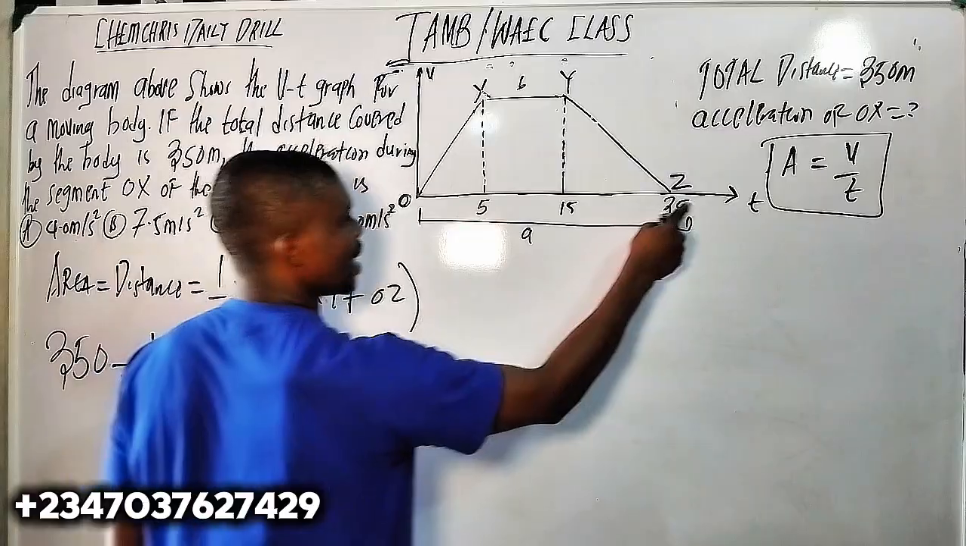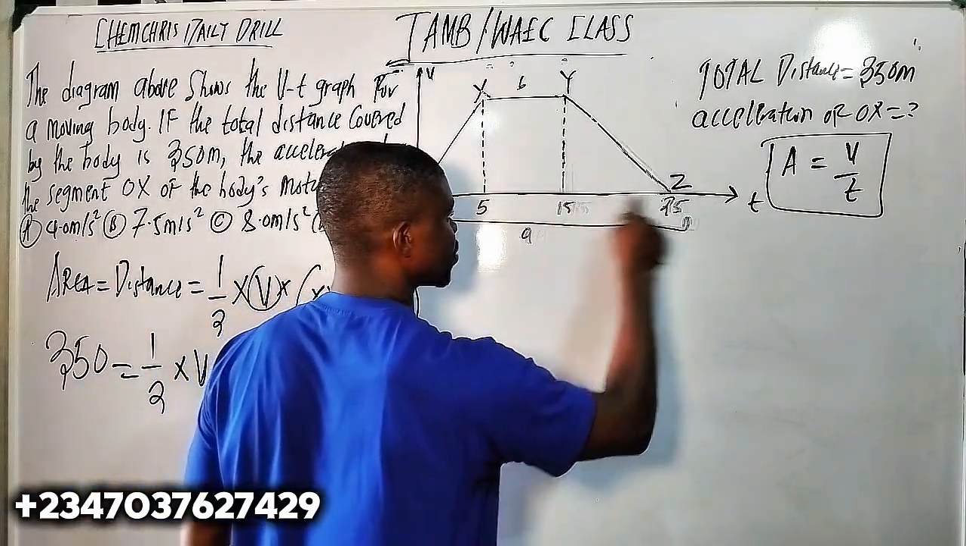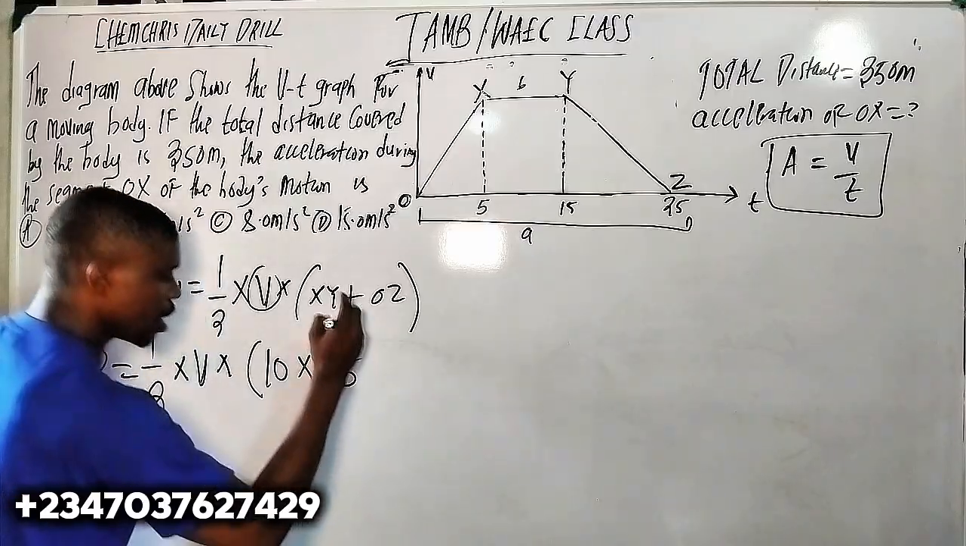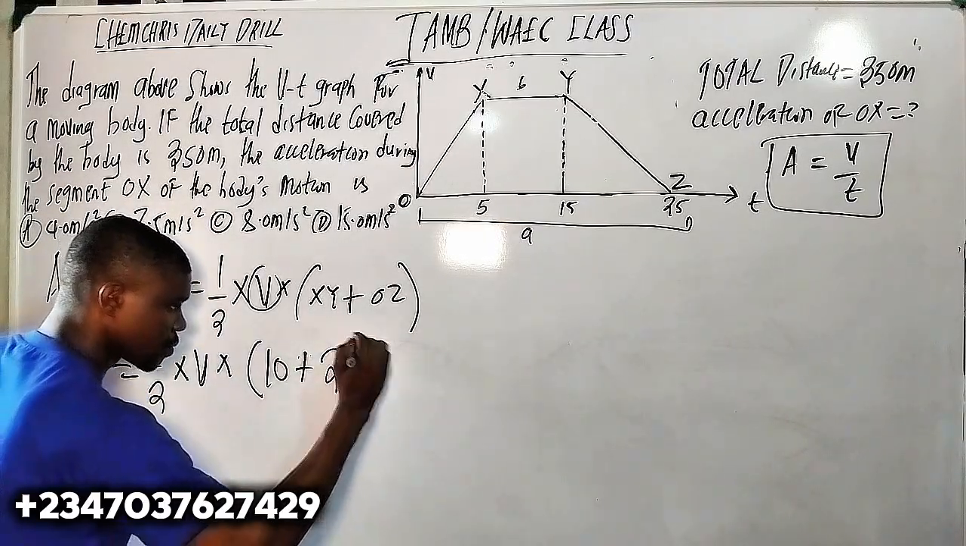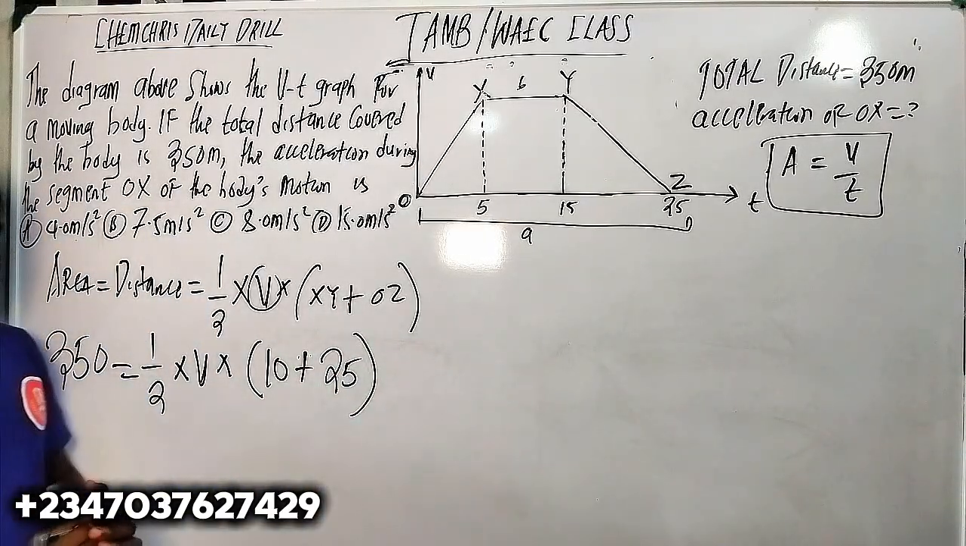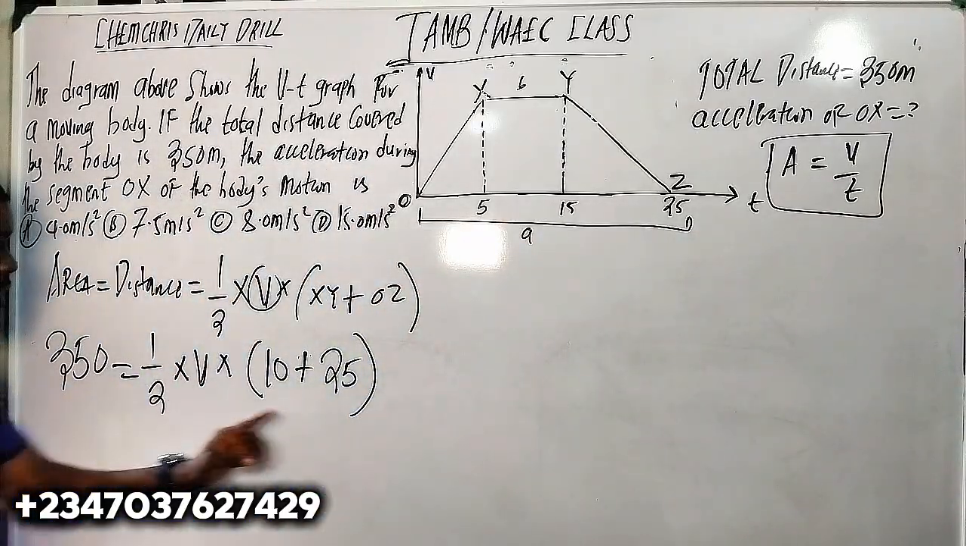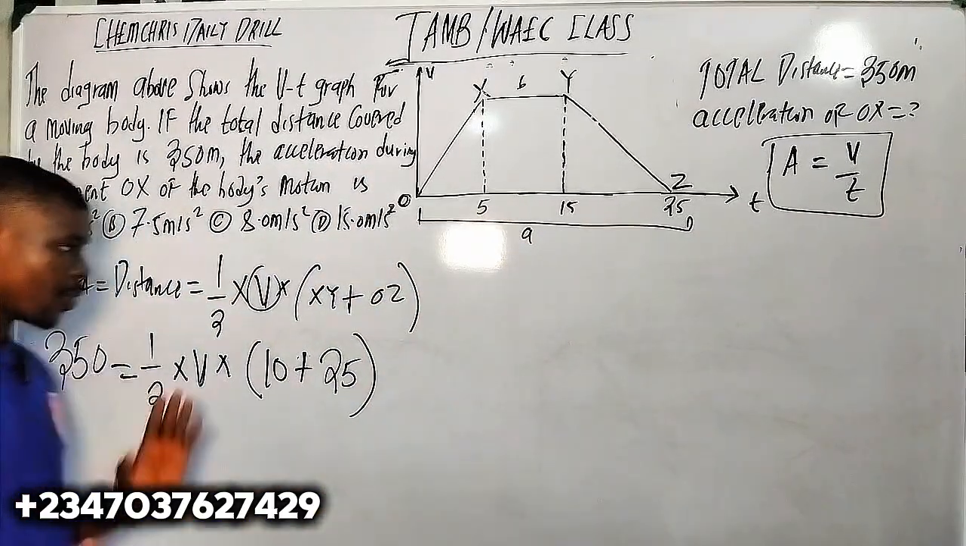Now OZ, the total time it takes to travel, is 25. So you have 20. Yes, plus. Do you understand? Remember, it is in seconds, but we are ignoring it here.